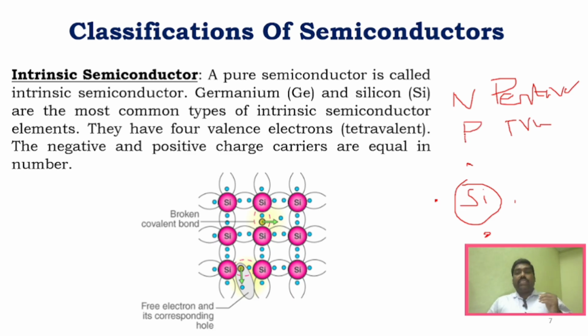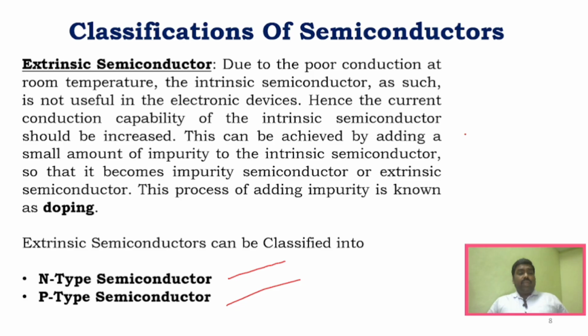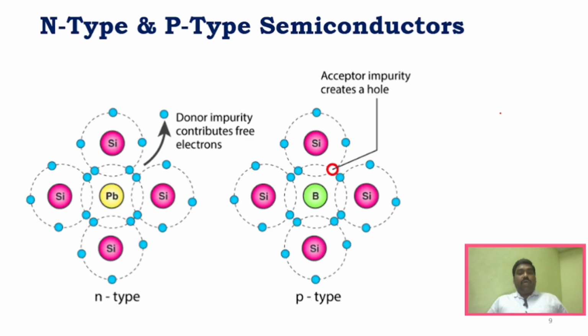Why it is called N-type and why it is called P-type, we will see that now. Depending upon the impurity, if a pentavalent impurity is added to an intrinsic semiconductor, it forms an N-type semiconductor. Similarly, if a trivalent impurity is added to an intrinsic semiconductor, it forms a P-type semiconductor. And this diagram is very important to understand what N-type and P-type semiconductors are.